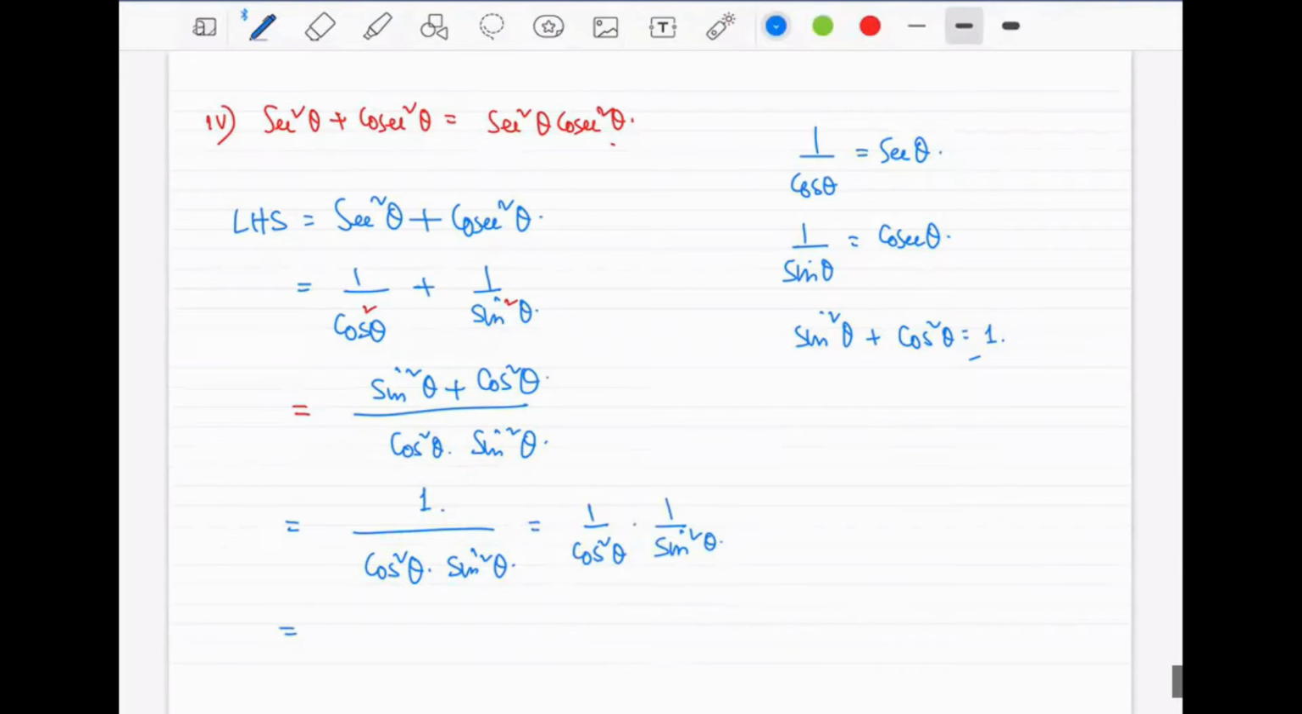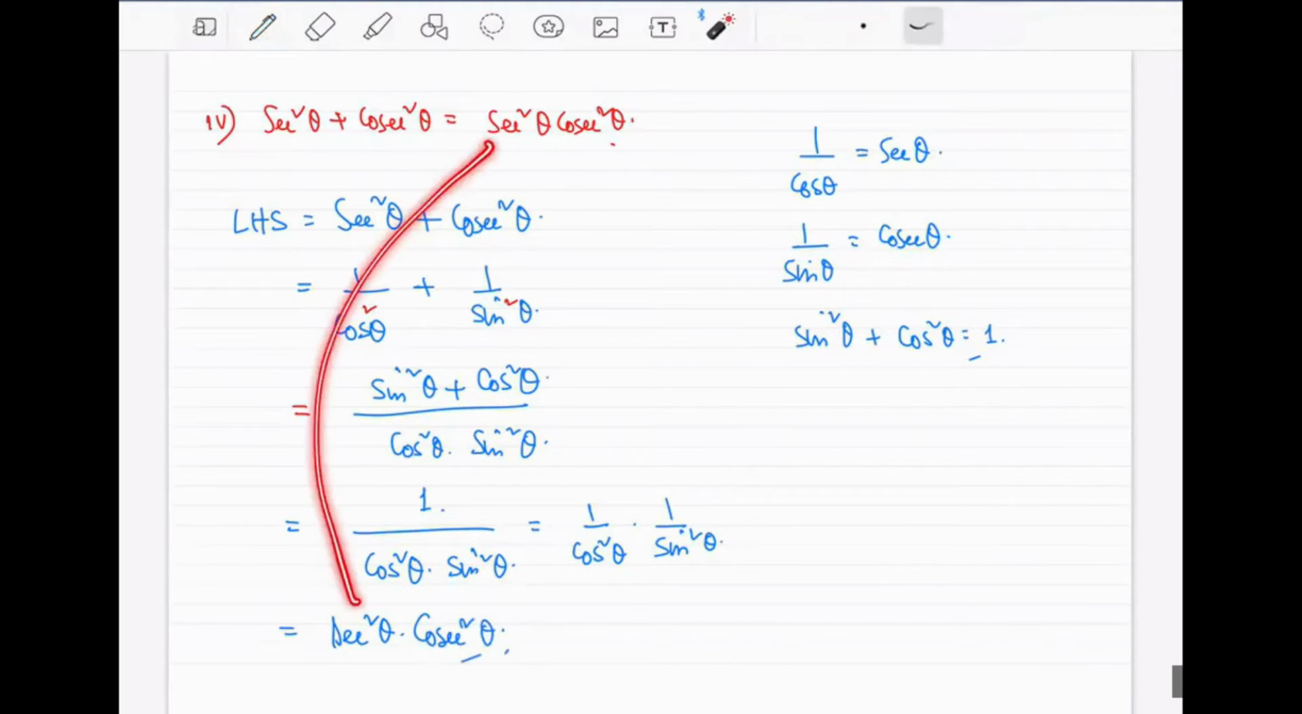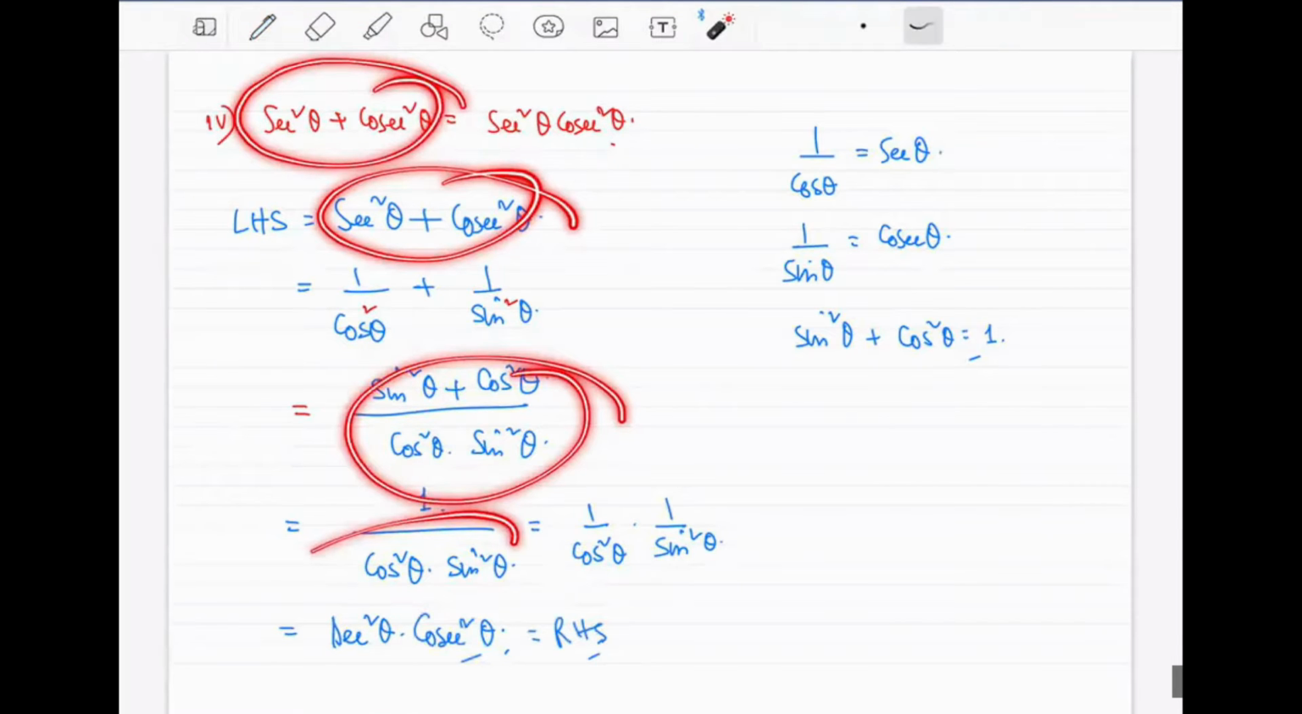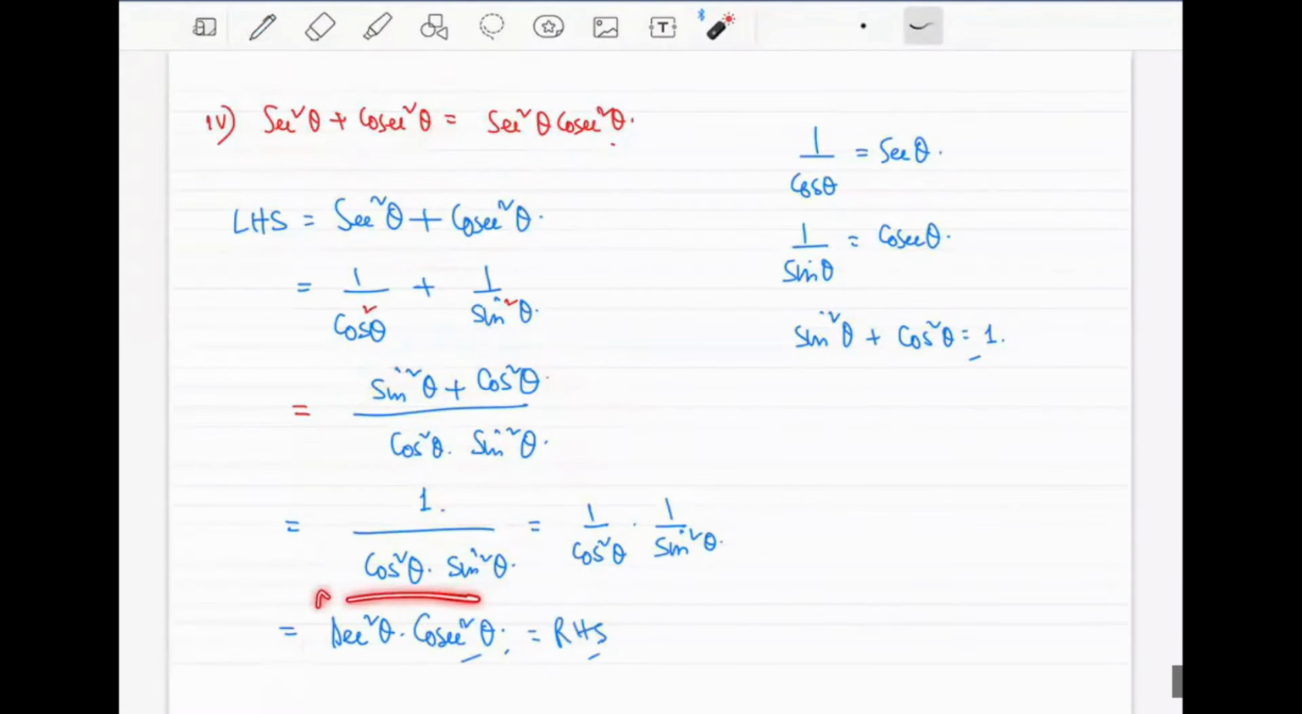Okay, now, what are we obtaining? This part right here, we will have sec square theta. Let me write it a little clearly. 1 by sine square theta will be cosec square theta. That's exactly the right hand side that we want to obtain, right? So you just write here: is equal to right hand side. Look, from the left hand side, we have obtained the right hand side. So we will say hence proved.